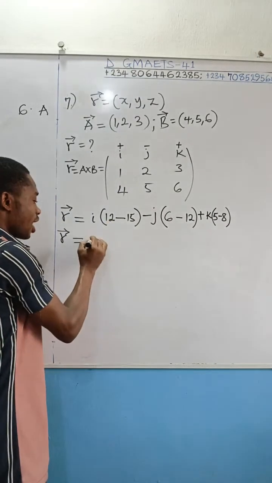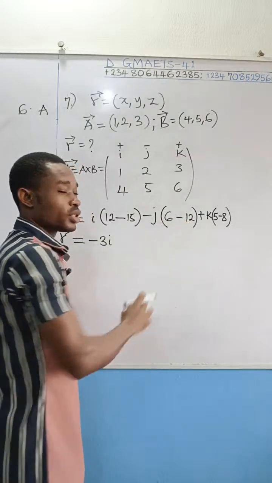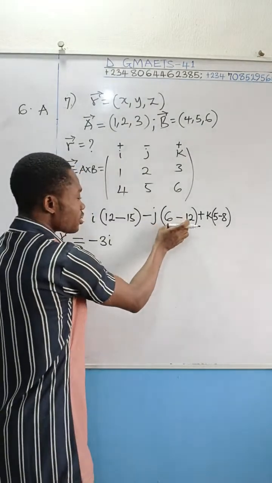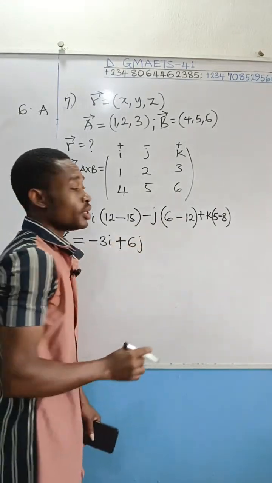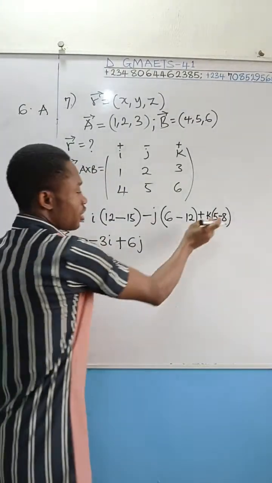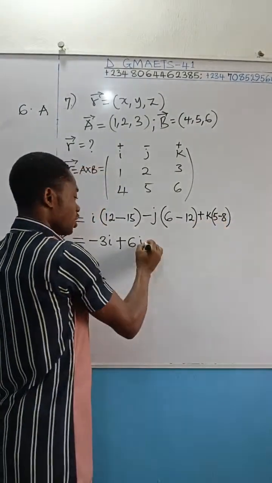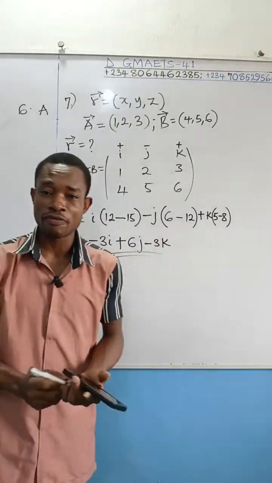Minus 3 times i is minus 3i. 6 minus 12 will give you minus 6. Minus 6 times minus j will give you plus 6j. Then 5 minus 8 will give you minus 3. Minus 3 times plus k will give you minus 3k. This is the representation of R.